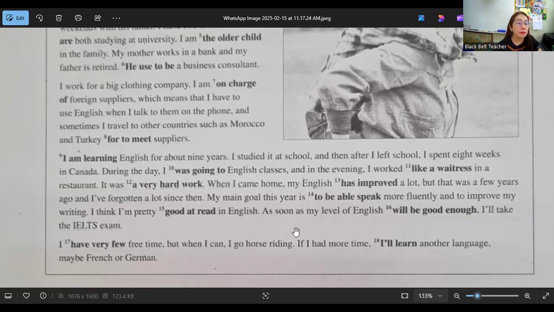But that was a few years ago, and I've forgotten a lot since then. My main goal this year is to be able to speak more fluently and to improve my writing. I think I'm pretty good at reading in English. As soon as my level of English is good enough, I'll take the IELTS exam.